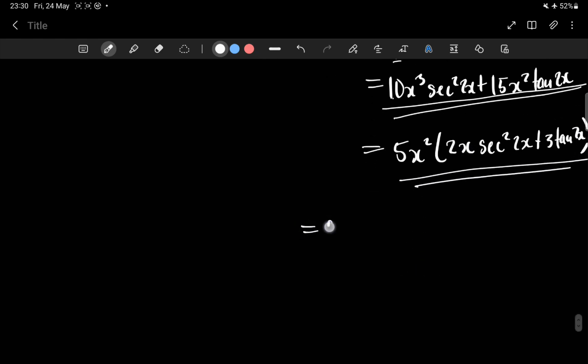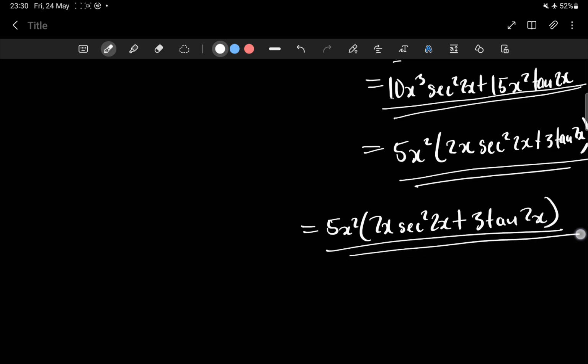Let me write it nicely. 5x squared, open bracket. Here you have 2x sec squared 2x plus, in here you have 3 tan 2x. And you have found your final solution and you were done. Yay! Great job!